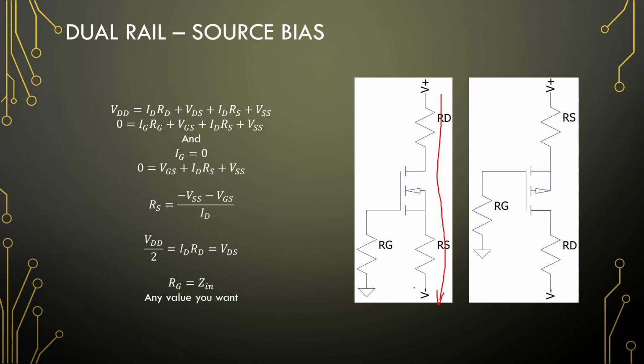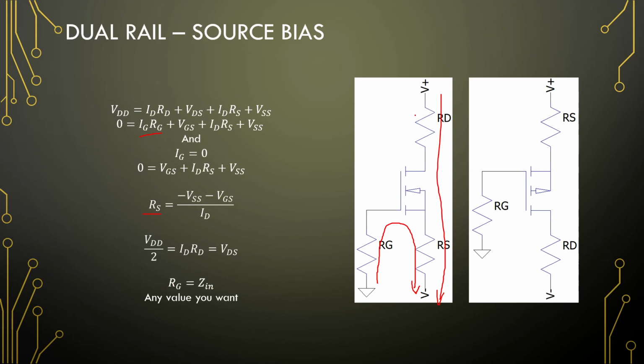And if we look in this loop right here, we have IG, RG plus VGS plus IDRS plus VSS. And with IG being zero, this resistor is just to give us a closed loop for our voltage loop, so that we have a path to ground, basically. So we have VGS plus IDRS plus VSS. And that will give us that our source resistor is minus VSS minus VGS over ID. So our source resistor here is purely to bias our MOSFET.